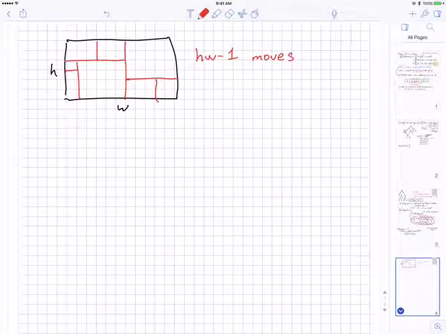And so, the answer to derive an algorithm to show who wins is: input H comma W. If HW is even, I win. If HW is odd, you win. Constant time.